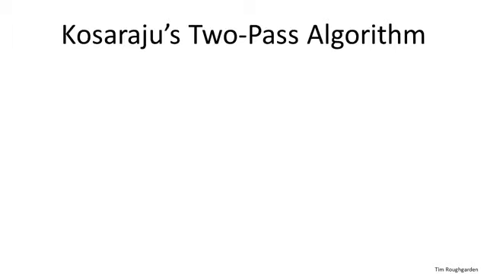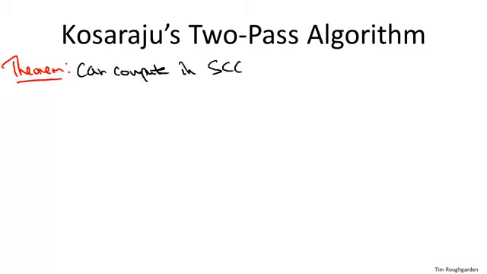So the algorithm that I'm going to show you is due to Kosaraju, and it will show the following theorem, that the strongly connected components of a directed graph can be computed in linear time. And as we'll see, the constants are also very small. It's really just going to be 2 passes of depth first search.